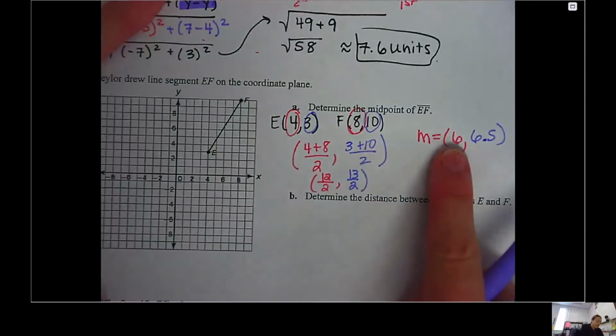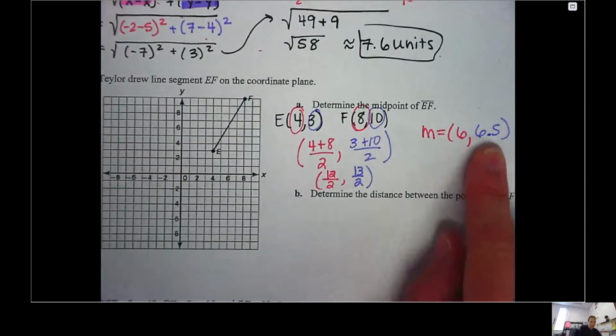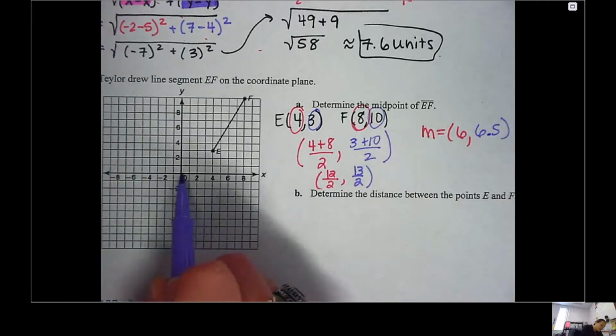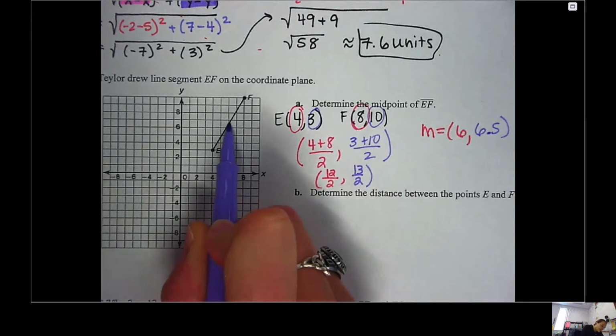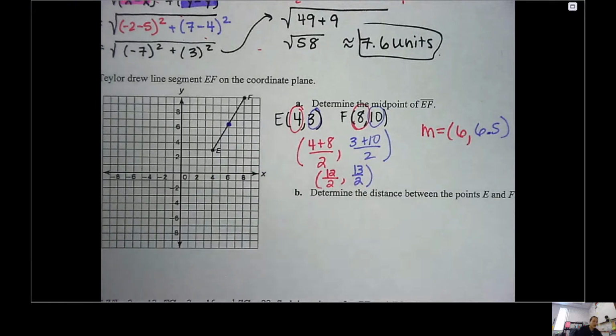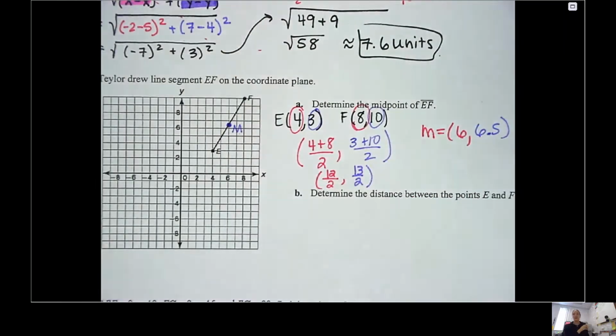So if I wanted to check, I could plot this on the graph. This means I go to the right 6 units and then I go up 6.5. You can go up 6.5 on a graph, right? So I go to the right 6, I go up 6, and then a half is right between. And look at that. It's right on my graph, right on my segment. So I know I did it right. There's my midpoint.